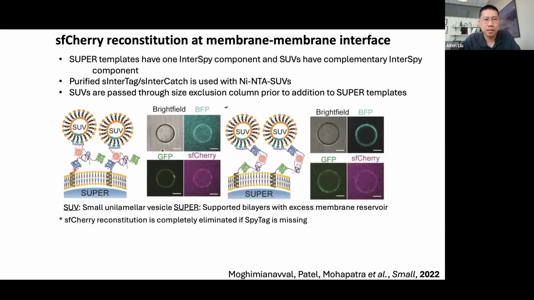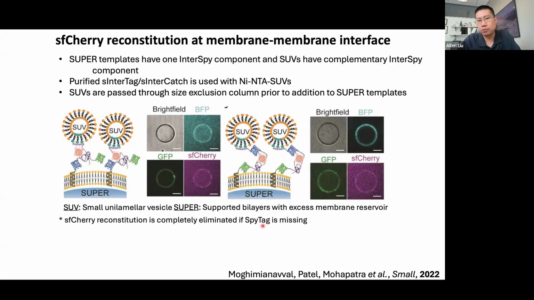We can reverse the protein partners on the two membranes, and we again see the formation of SF Cherry. So BAP here is now on the SUVs, the GAP is on the supported template, and then we also see SF Cherry here. I should just point out that if you utilize the component that does not have a SpyTag, then you will not get any SF Cherry reconstitution. This is highly dependent on the complementation of SpyTag and SpyCatcher in order to reconstitute SF Cherry.